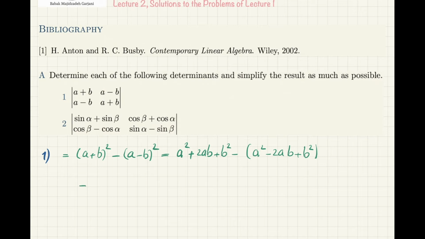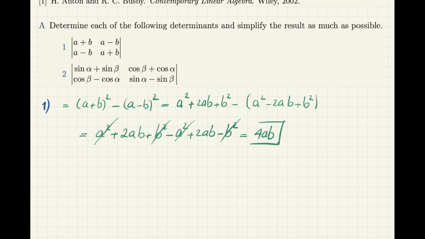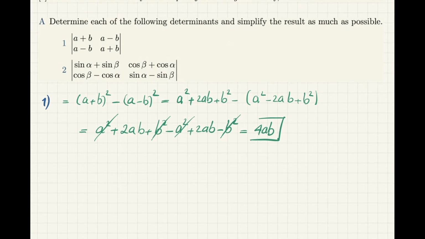And then I remove the unnecessary brackets, so it becomes a squared plus 2ab plus b squared minus a squared plus 2ab minus b squared. Then you see that a squared and negative a squared cancel, b squared and negative b squared cancel, so I will get 2ab plus 2ab. So that is the final answer to this determinant. As simple as that. So let us go to number 2.